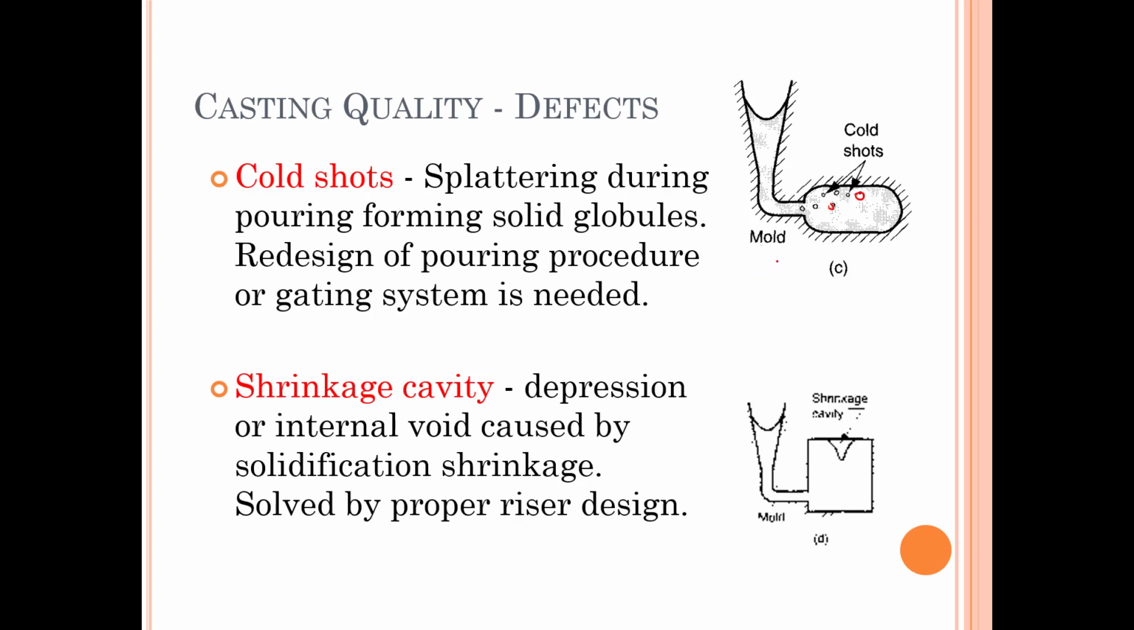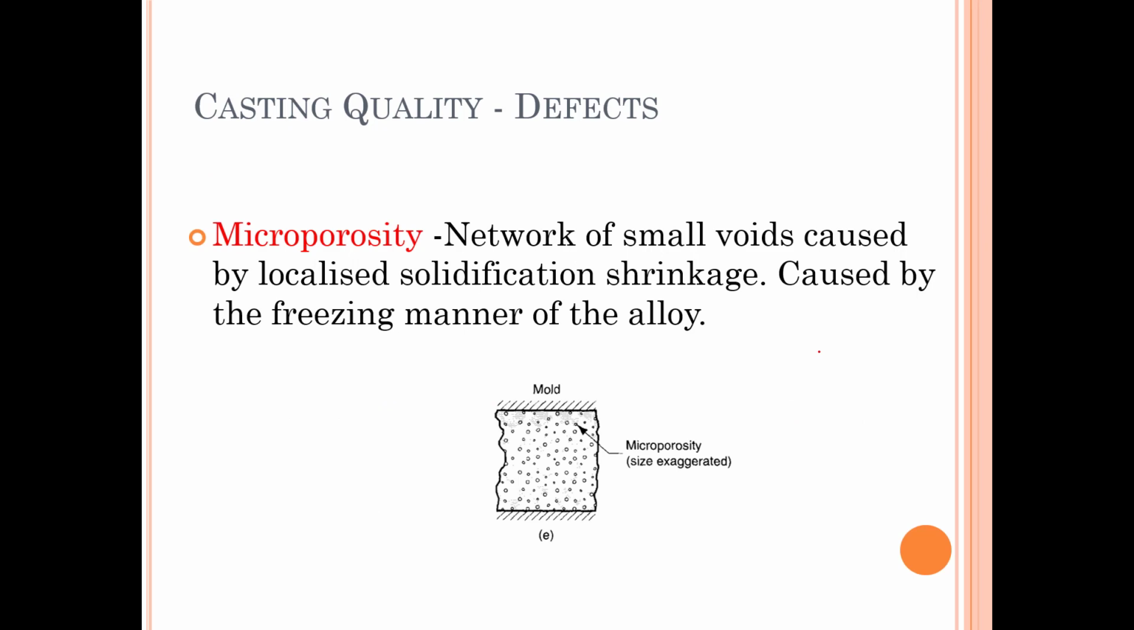Shrinkage cavity: depression or internal voids caused by solidification shrinkage. This is solved by proper riser design. Microporosity: small pores are there throughout the mold, a network of small voids caused by localized solidification shrinkage. This is caused by the freezing manner of the alloy.